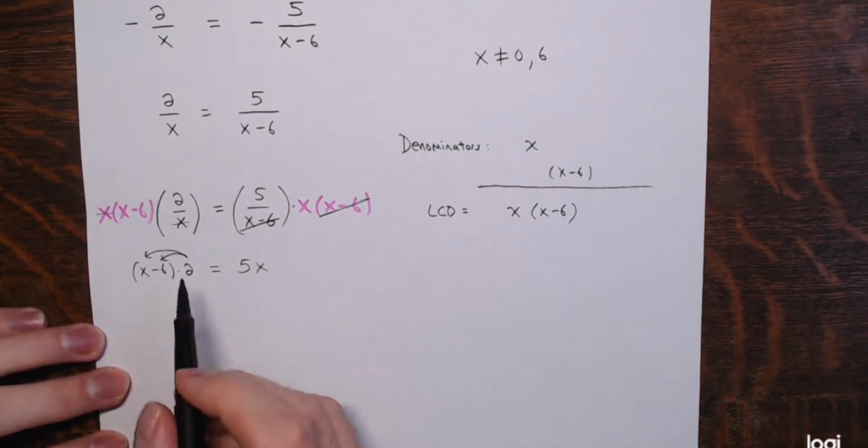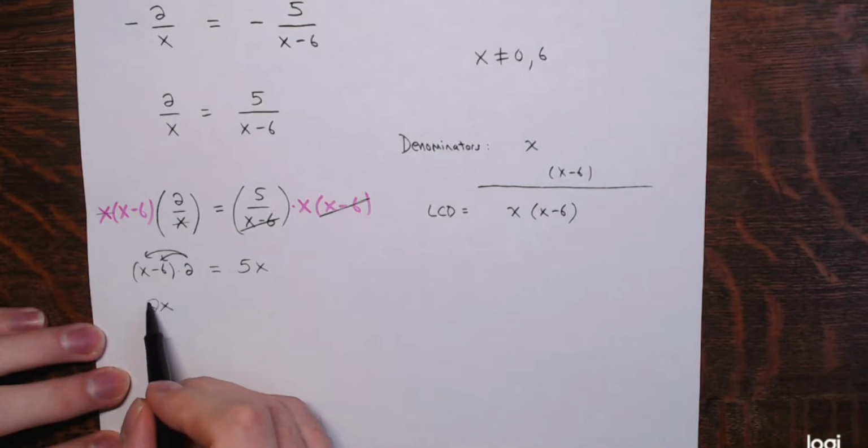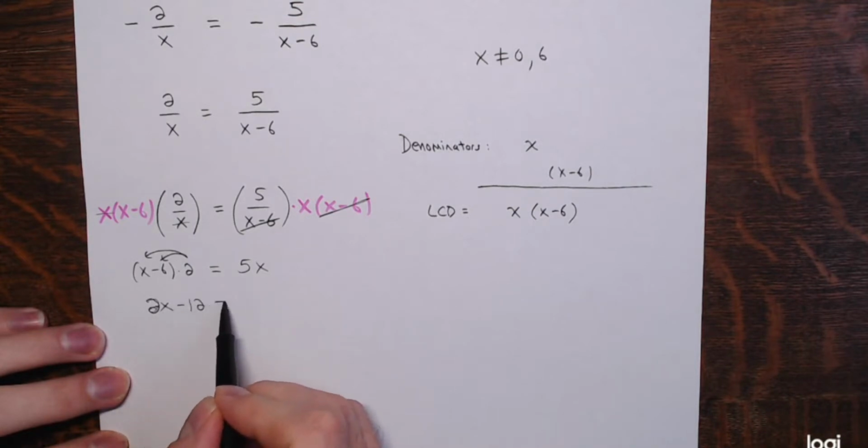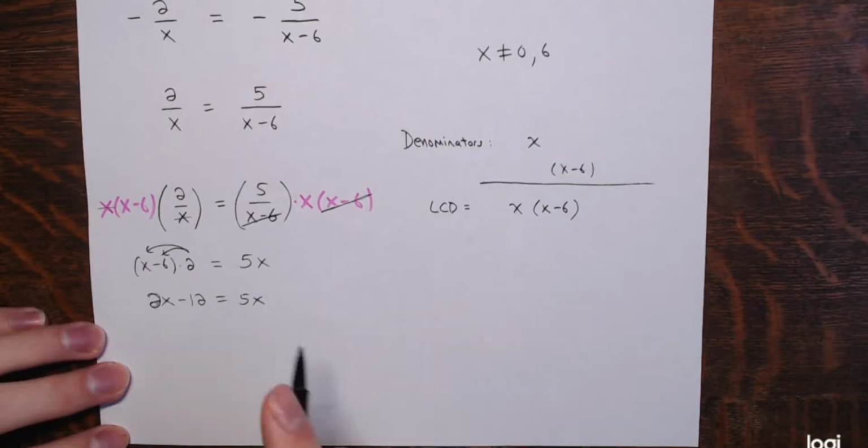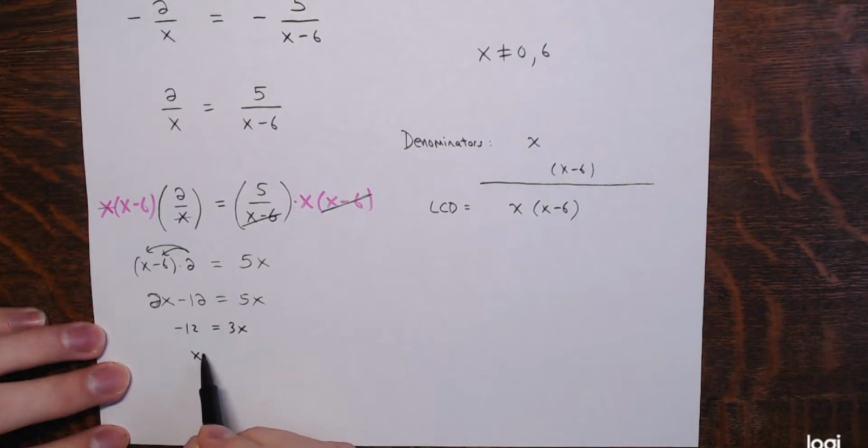This is 2x minus 12 on the left side equals 5x. Right, and then subtracting 2x, I get negative 12 equals 3x. Dividing by 3, I get x equals negative 4.